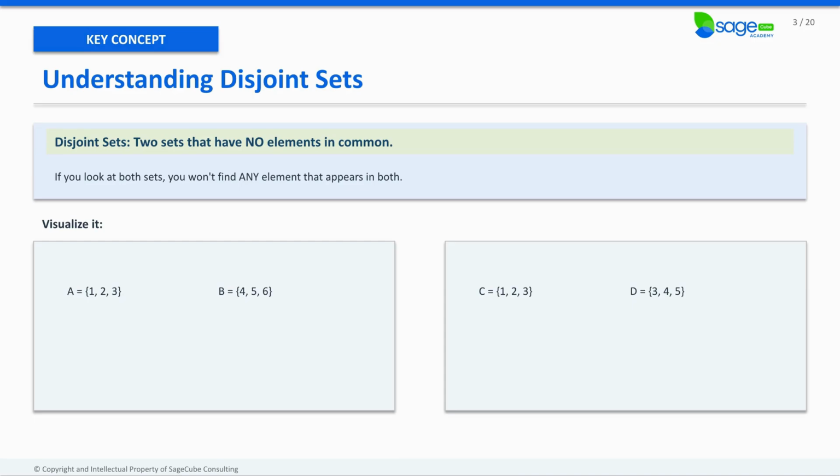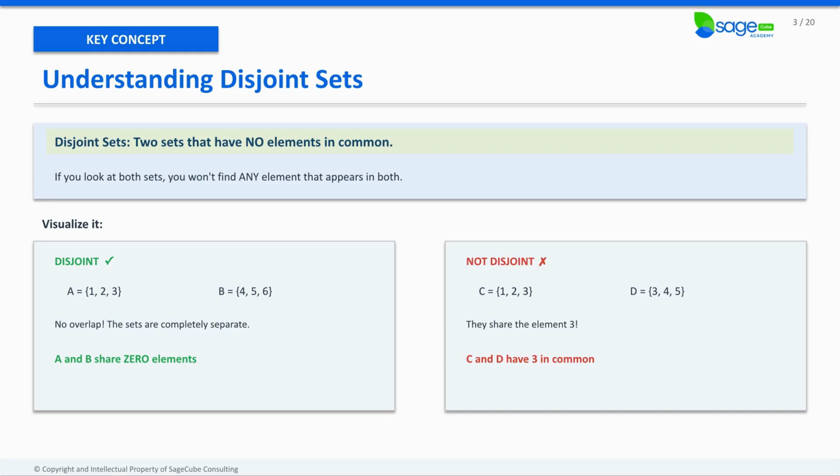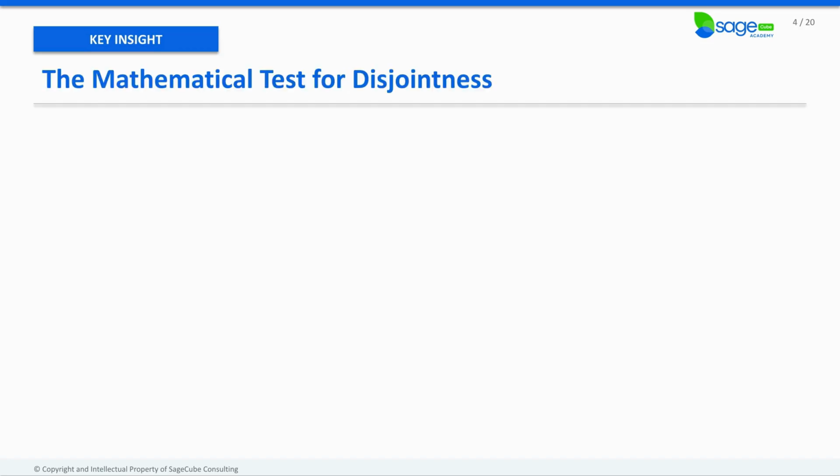Now we have C equals {1, 2, 3} and D equals {3, 4, 5}. They share the element 3, so not disjoint. So one shared element is all it takes to break disjointness. Do we see the difference? Good. So now we're going to turn that visual idea into a proper mathematical test.